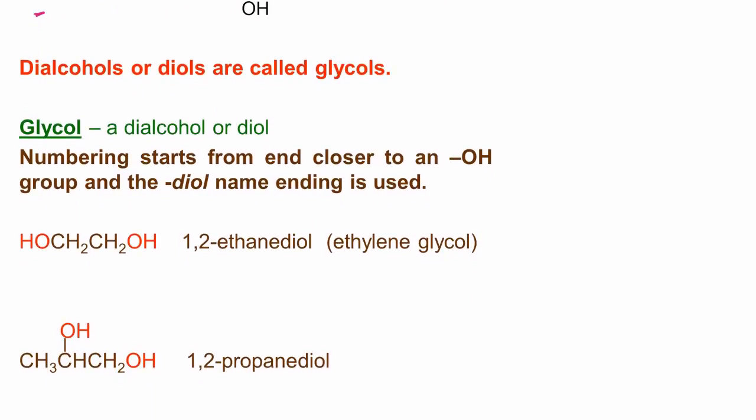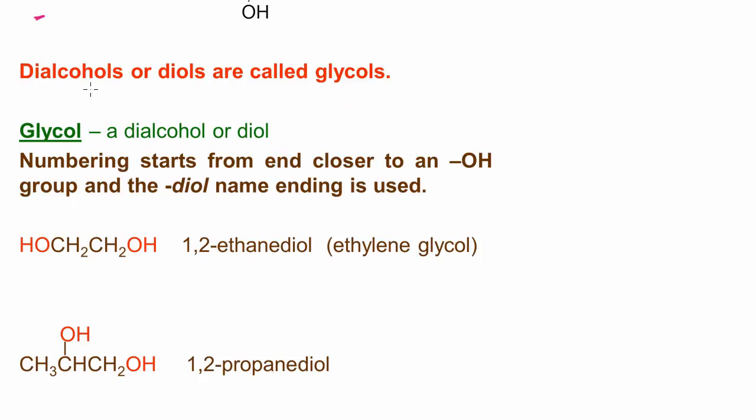Now, I want you to practice naming those alcohols. There are plenty that you can practice in your book. When we have a dialcohol, we call it a diol or a glycol, okay? And so a glycol is a dialcohol or a diol. So the numbering starts from the end closer to one of the OH groups, and the diol name ending is used. So for example, this one here, we already know the common name is ethylene glycol, but the IUPAC name would be, well, we have an OH group on carbon number 1 and an OH group on carbon number 2, and we would call this 1,2-ethanediol, to show that that has 2 OH groups.